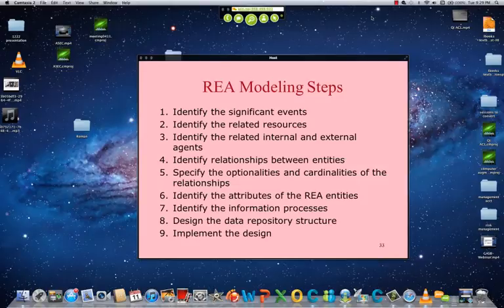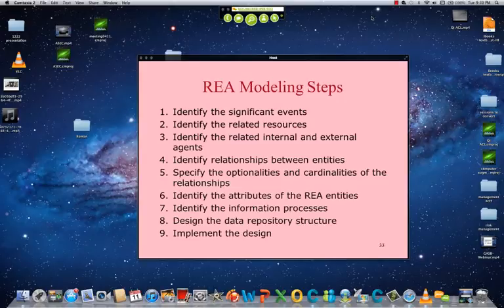Then you identify the DFDs, information processes. Finally, you design the data repository and implement the design. In this chapter, we basically talk about these first 7 steps. These first 7 steps are your project stage 1. This is what you will have to do for next Tuesday. And we'll see examples of how to do this.